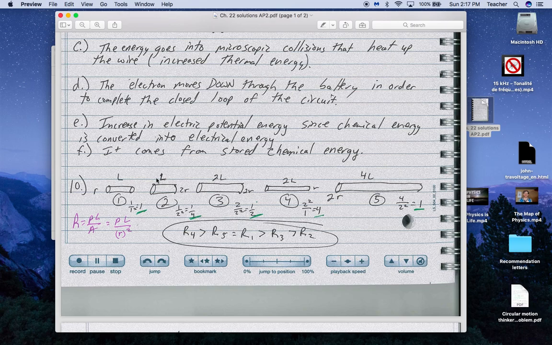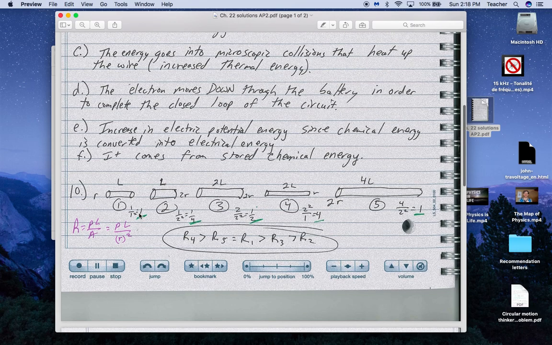The area is proportional to the radius squared. So I just did some simple math here. I took this length as being one length on top. The resistivity is the same for all of them, so I ignored that factor. The radius here is 1, so I'm going to divide by 1 squared. So 1 divided by 1 squared gave me 1 unit of resistance.